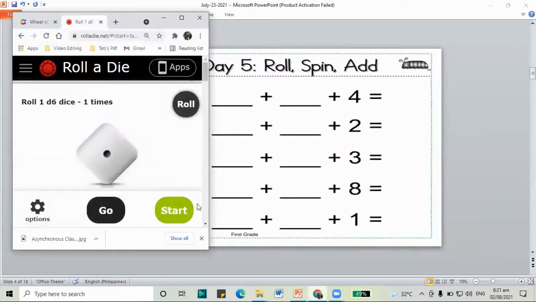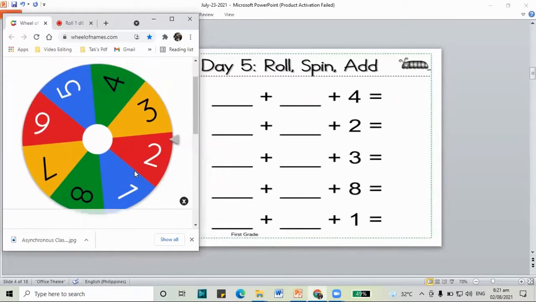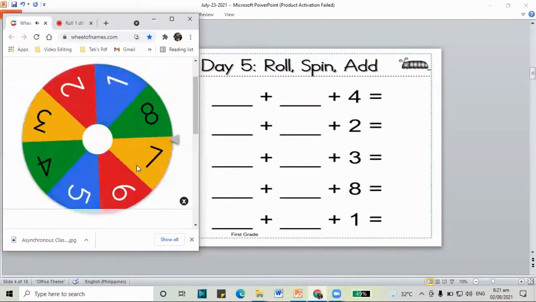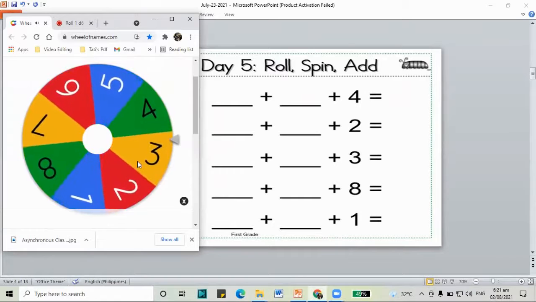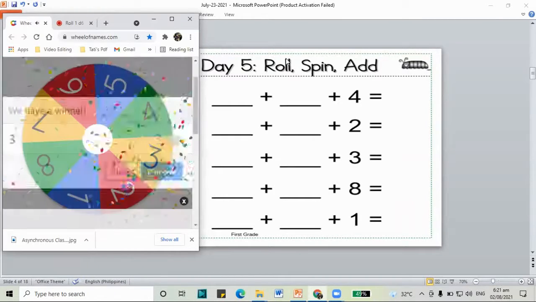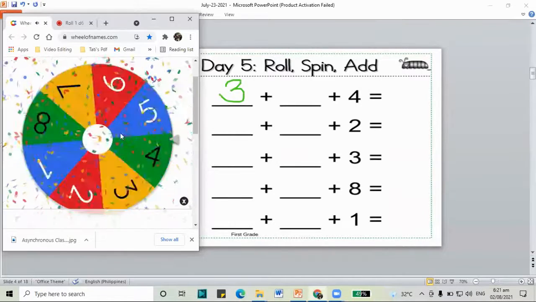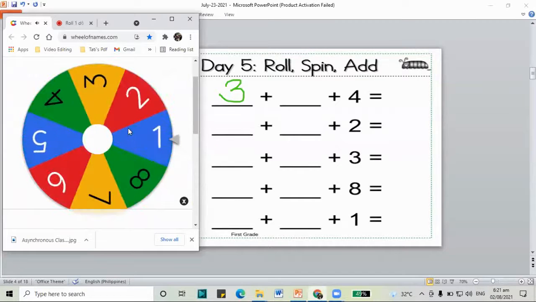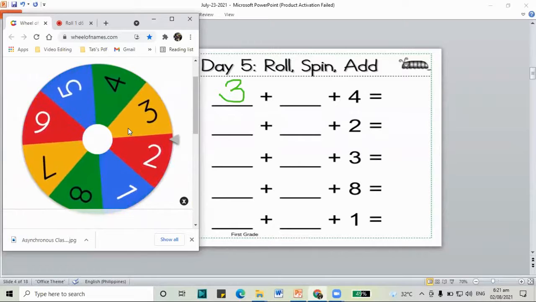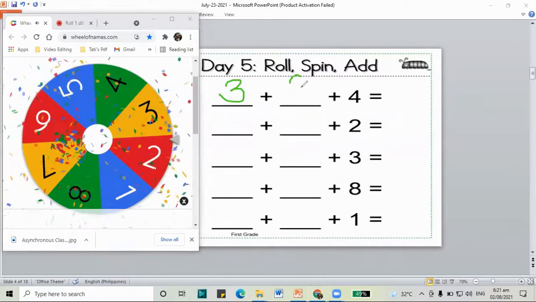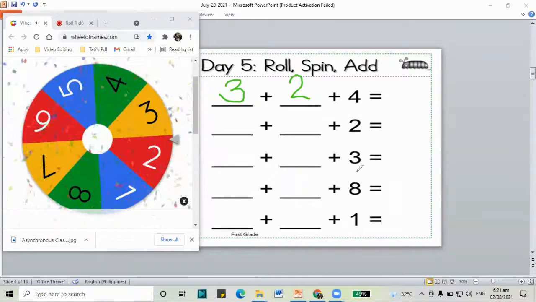This time we will use our spinner to add our numbers. Let's spin. We have the number 3, and let's add again. Let's spin again. Let's add one more number. You have the number 2. So let's add together 3 plus 2. That is 5 plus 4. If you have your fingers, you can show your numbers there on your fingers. 5 plus 4, that will make 9. So 3 plus 2 plus 4, that is 9.